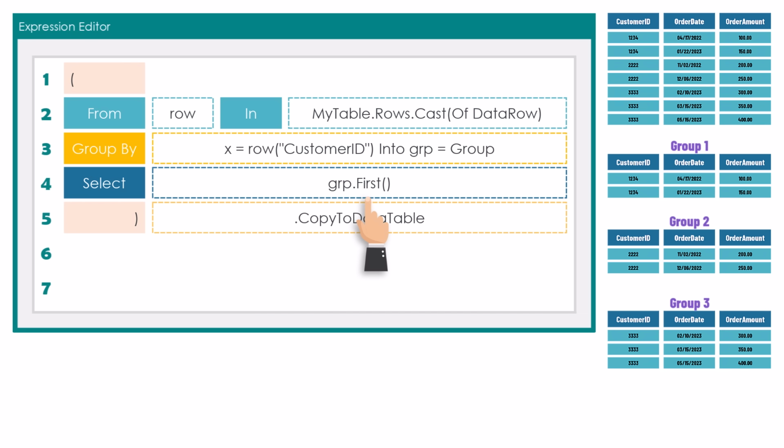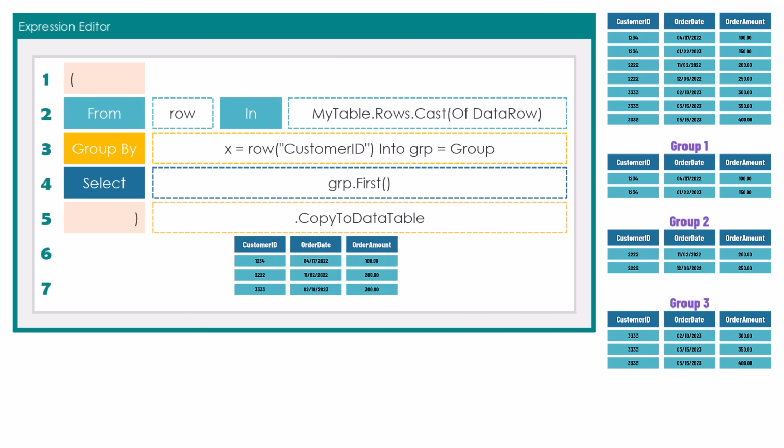The First method is one of the LINQ methods I will explain later in this course. For now you only have to know that the First method is to get the first element from a sequence. The sequence in this example is a collection of data rows. So, using First I will get the first row from each group. At the end I am converting the output to data table. So, as output I will get a data table, which contains only 3 rows. This is how Group By clause works.